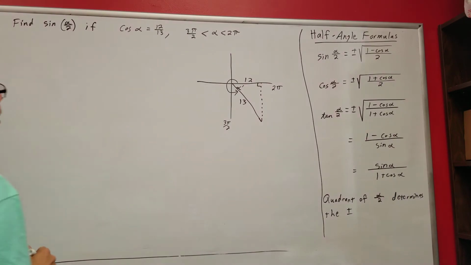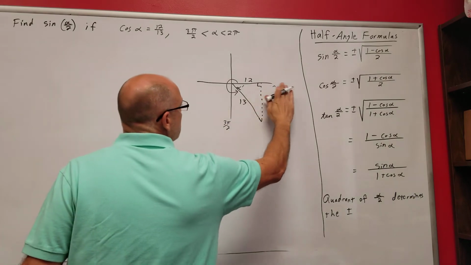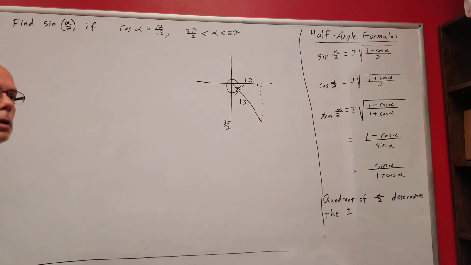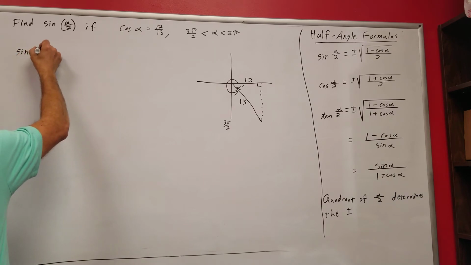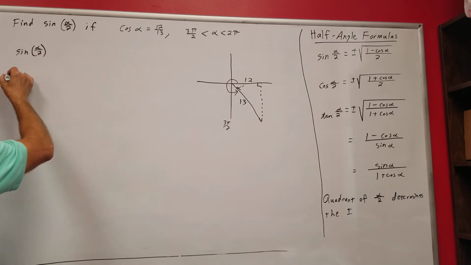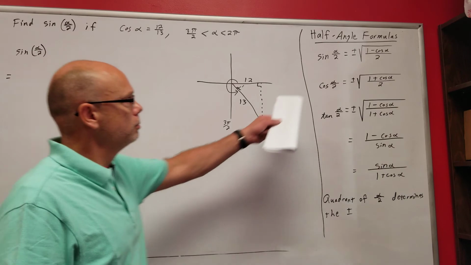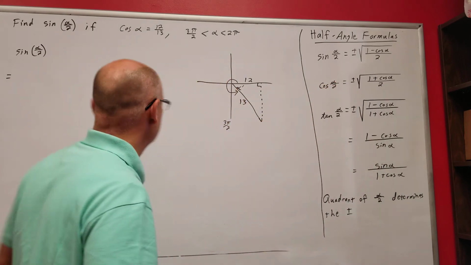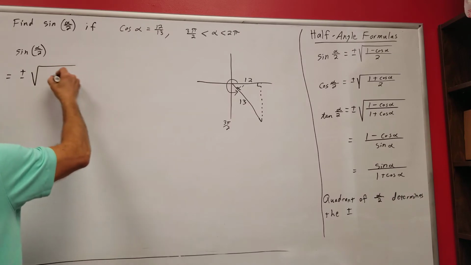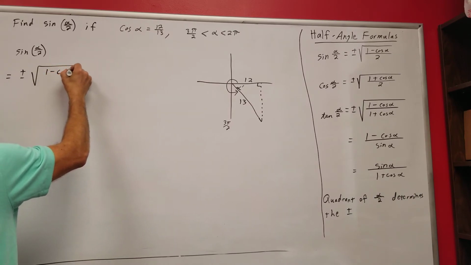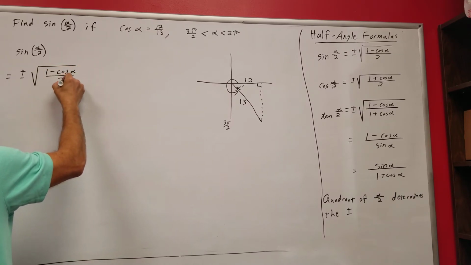All right, let me just erase this for now. It's getting a little cluttered here. Let me find the sine of alpha over 2. According to my identity, it's going to be plus or minus the square root of 1 minus cosine of alpha, all over 2.